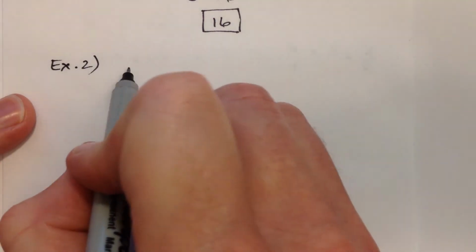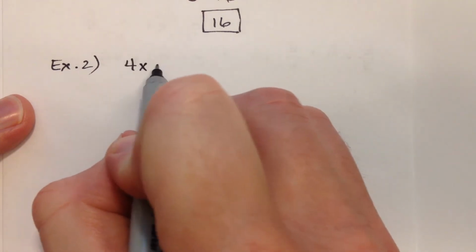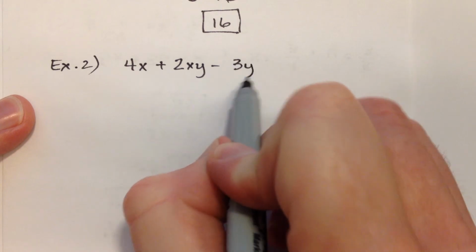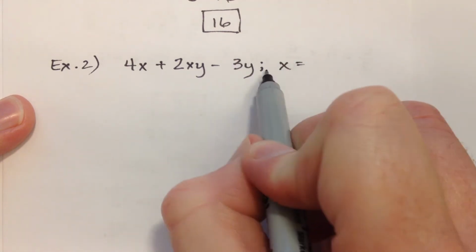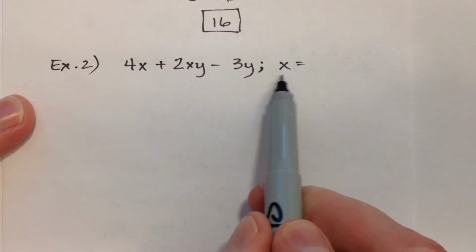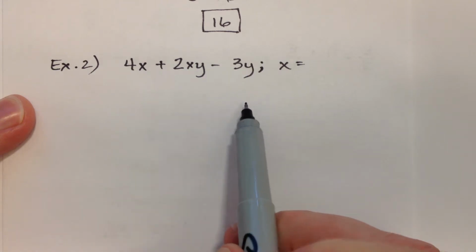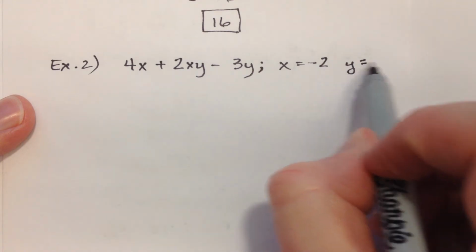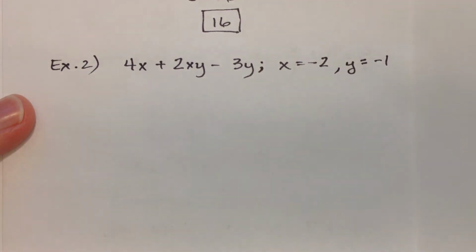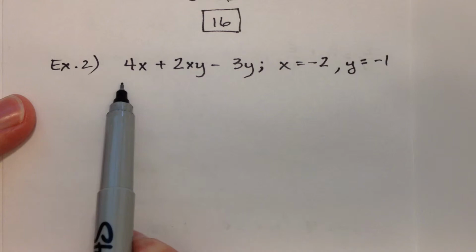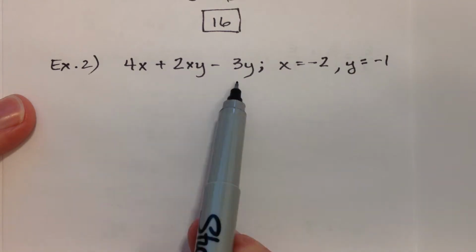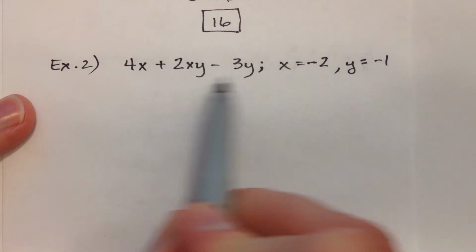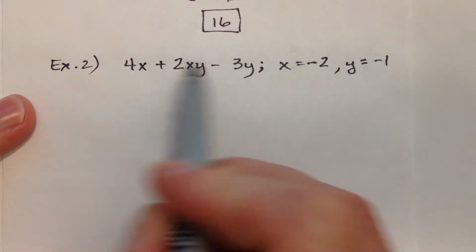And this time we're going to have 4x plus 2xy minus 3y. And I'll put a little semicolon separating our values from our actual expression that we're using. The value of x, let's call it negative 2, and the value for y, let's call it negative 1. Okay, so now it looks like we have our expression. We've got some x's and some y's, but that's cool because we know the value for x and y. So I'm going to go ahead and plug in negative 2 in for x.